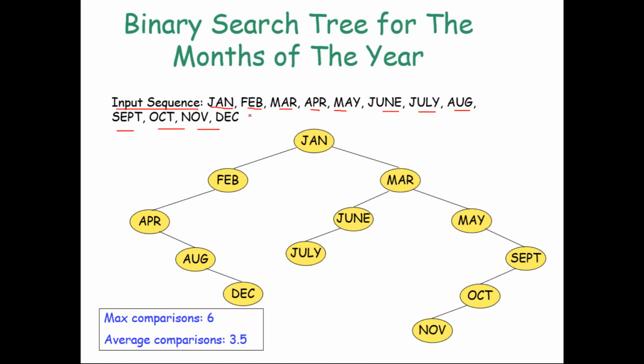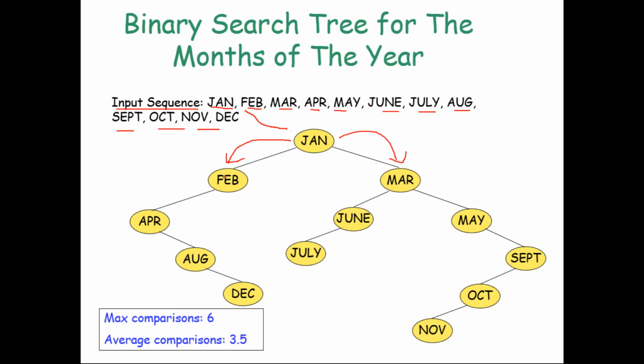The first input is Jan, so it becomes the root of the tree, right? Next is Feb. You check alphabetically whether F is less than J or not. F is less than J, right? So Feb is added as the left child of January. Then March. M is greater than J, right? Yes. So March is added as the right child of January. Then April. A is less than J, so go to the left.